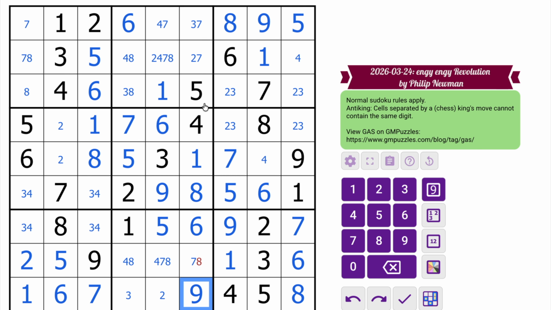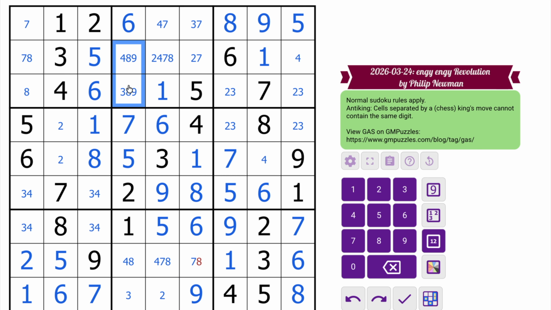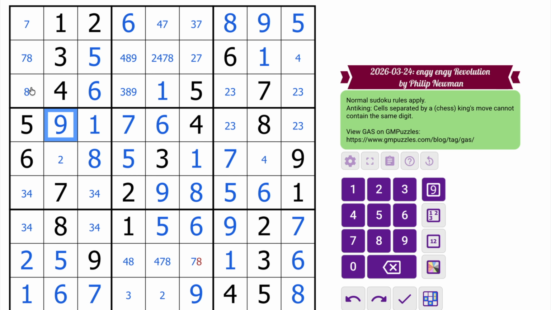Now we have 9 9 9, and then we have 9 9. One of these 2 cells is a 9, so we have 9 9. This is a 9. This is not a 9. This is not a 9. This becomes a 9. Then this becomes a 9. This is not a 9. I think we solved it for all the 9s.